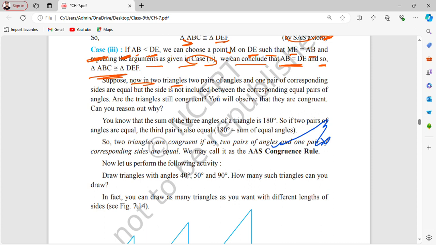Suppose now in two triangles, two pairs of angles and one pair of corresponding sides are equal, but the side is not included between the corresponding equal pairs of angles. Are the triangles still congruent? Let's understand. Suppose this is triangle ABC and this is triangle PQR.